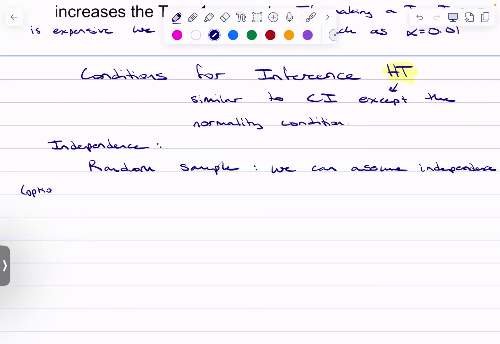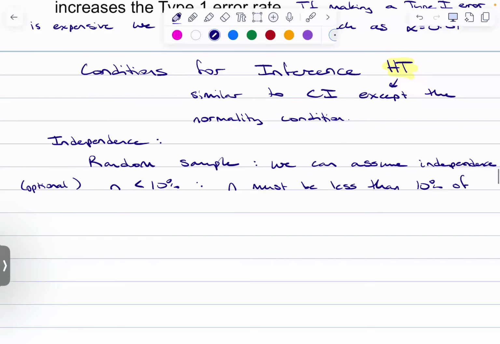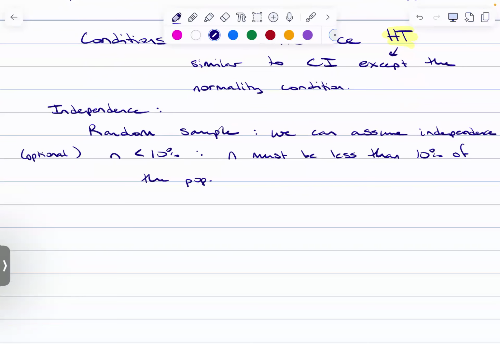I'm going to say that this one is optional: the n less than 10% condition. Remember what that one is? I just finished talking about increasing your sample size, but not too much, not more than 10% of the population, because then you're likely introducing non-independent observations. But it's optional because I think it's kind of overkill. But n must be less than 10% of the population. Usually that's not a problem. We can't afford to take 10% of the population.